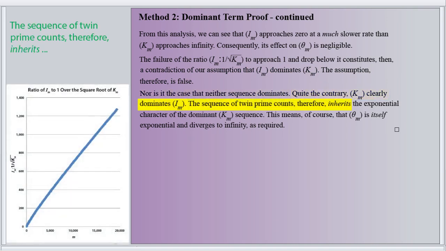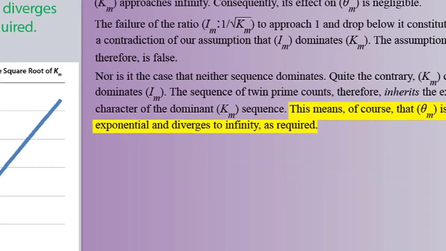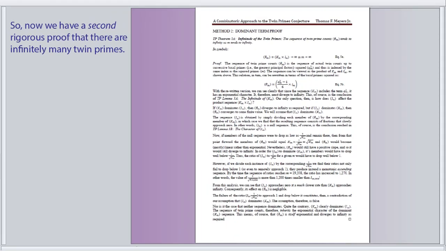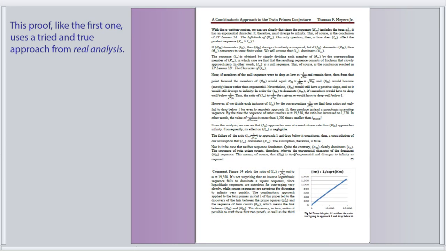The sequence of twin prime counts, therefore, inherits the exponential character of the dominant k sequence. This means, of course, that theta is itself exponential and diverges to infinity, as required. So now we have a second rigorous proof that there are infinitely many twin primes. This proof, like the first one, uses a tried and true approach from real analysis.